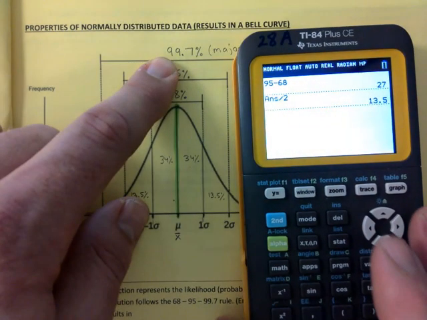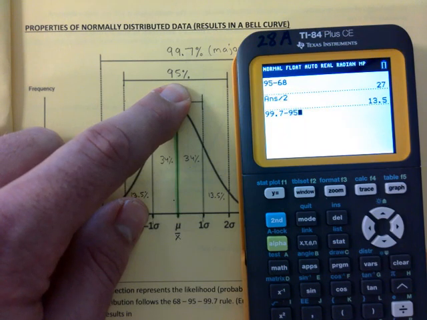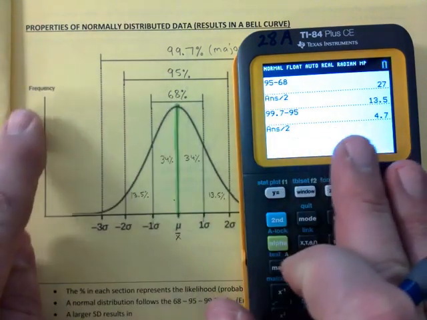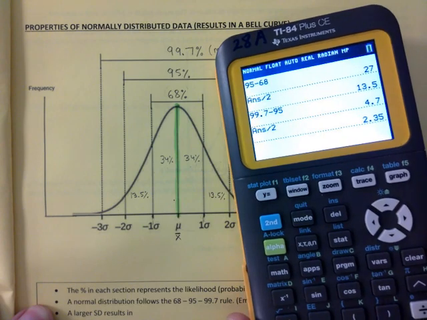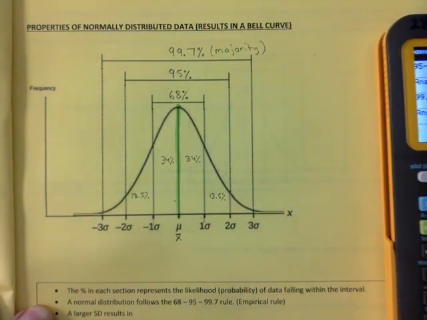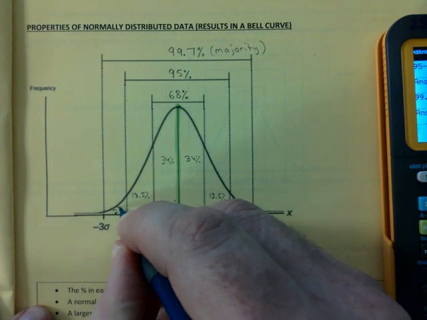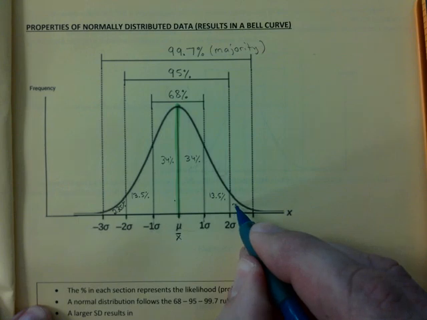So what I'm going to do is I'm going to take 99.7, subtract 95 from it. That represents 4.7%. I'm going to split that evenly to both sides of the curve. So that's 2.35%. You need to know these. It's a little small, but you can make it, right? 2.35%, 2.35%.